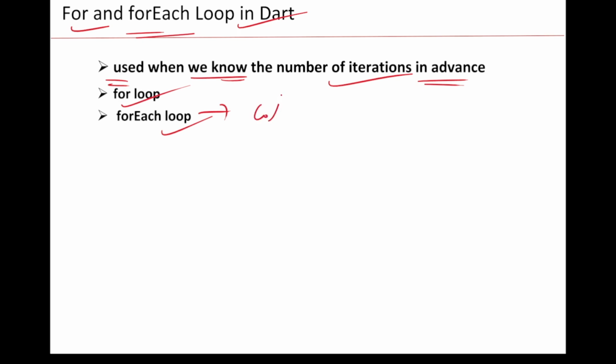For loop is used when we know the number of iterations in advance. So when we know the number of iterations in advance, then we should go for a for loop. For each loop is basically used with a collection. When we have data in a collection, then we should go for a for each loop.